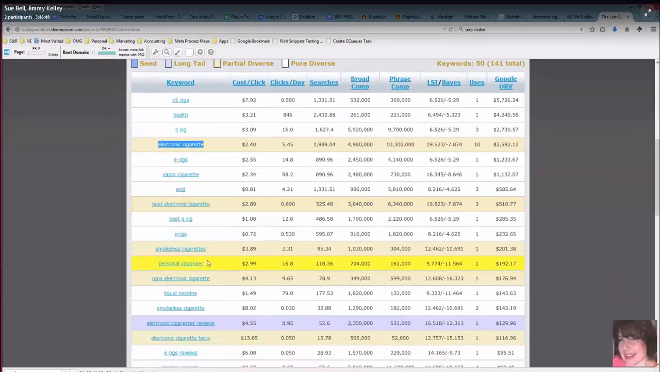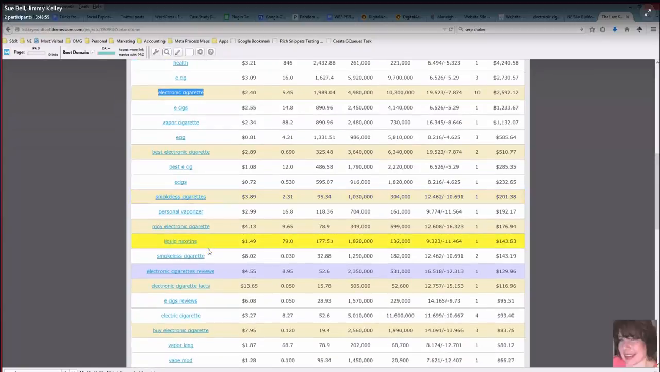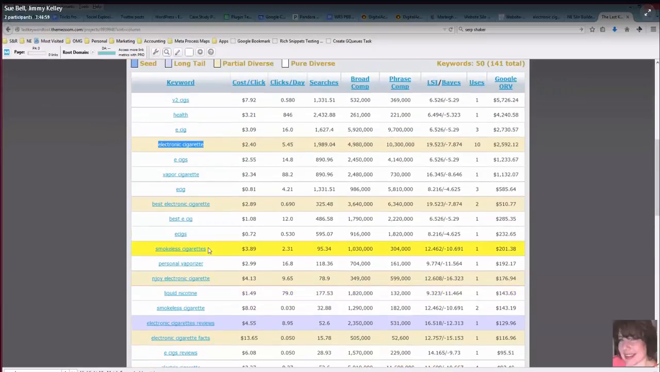So that's actually a really good term to use, given the cost per click, the ORV, and then if I had to pick another couple of silos, because I'm not finding a lot of diversity in concepts here, I might do a couple more drills and see if I could find something. I might do personal vaporizer if I were going to do another top level term.